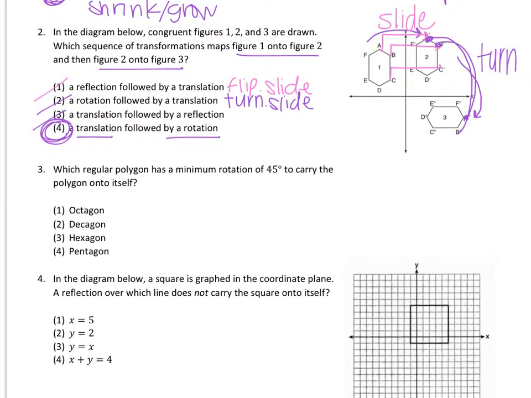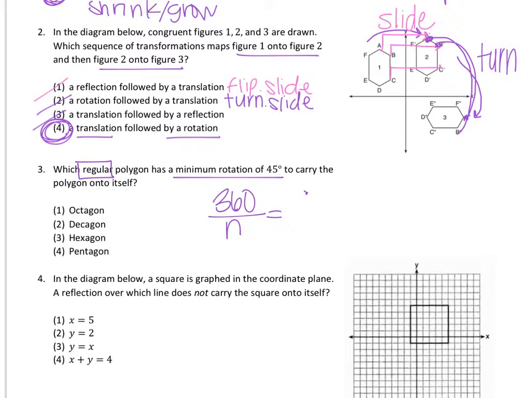Number 3 says which regular polygon has a minimum rotation of 45 degrees to carry the polygon onto itself. Now here it says regular, which means all sides, all angles are congruent. I'm going to go through each of these options and write out the number of sides that it has because that's what we're going to be looking for when we use that formula that we learned earlier. 360 over n equals the number of degrees.